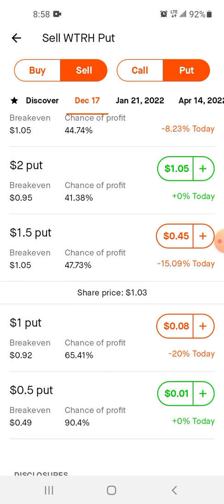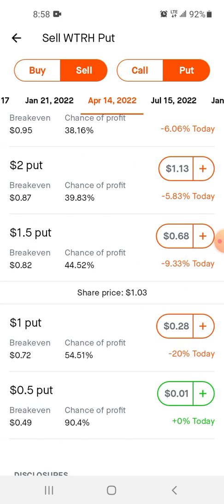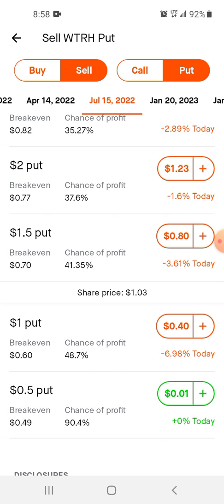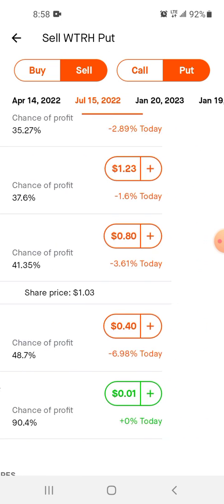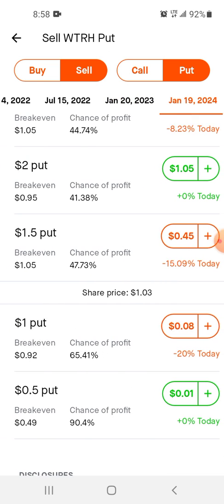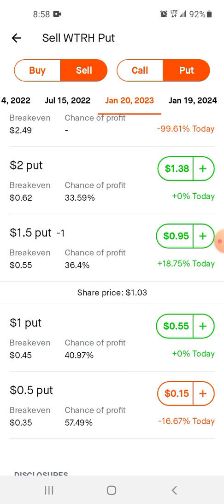So here's the deal. You see that's 45 and 8, but it went down 15% today. There's another one, 50 and 18. It went down 60% and 10%. Here's another one, 9.3% and 20%. Here's another one in July, went down 3.6%. And here's one in January, went up 18%. And here's another one in January 2024. If I take this one, it gives me an opportunity to roll it out and make some money.